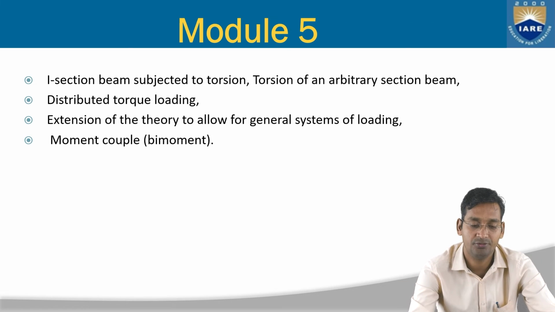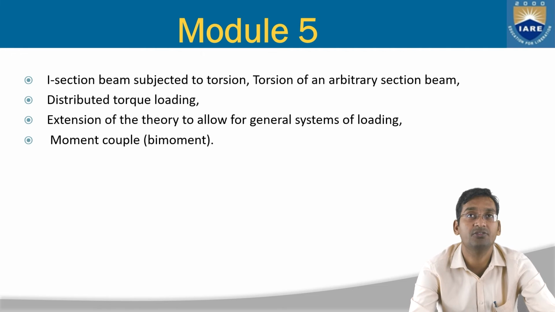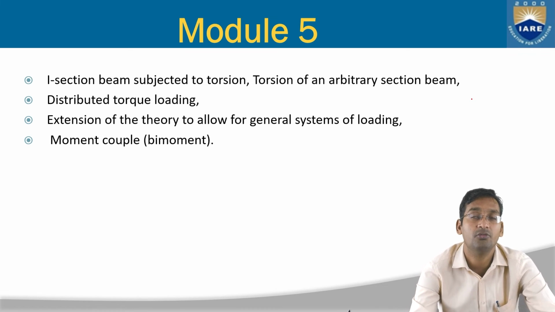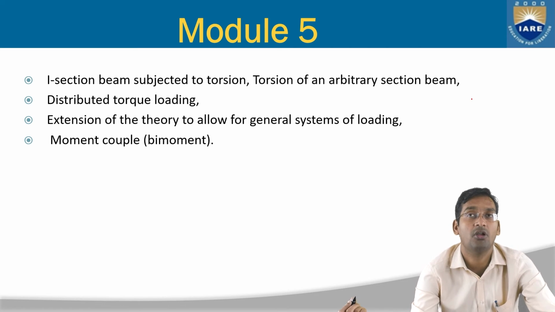Next, in module 5, the student will see about the I section subjected to a torsion. So various shapes are there, but here they will see the I section beam subjected to a torsion. We can see even that a railway track also uses the I section because of the moment of inertia. So the I section is most preferably used. So that's why, for the I section, if torsion is there, then what happens?